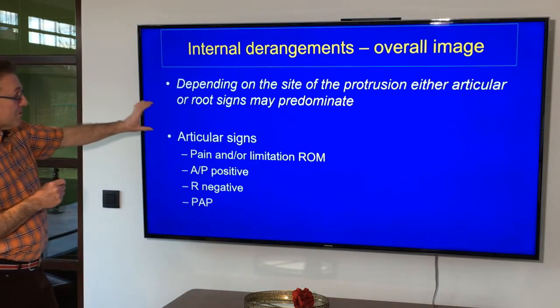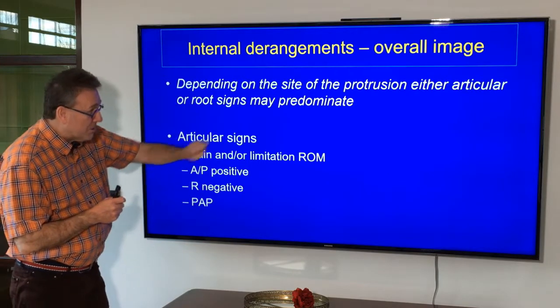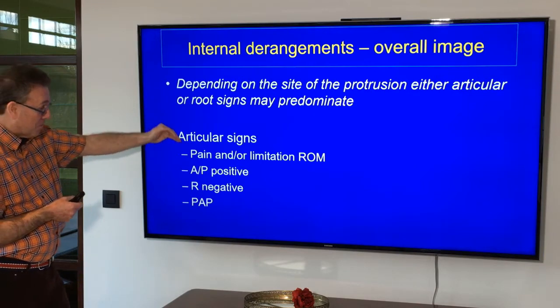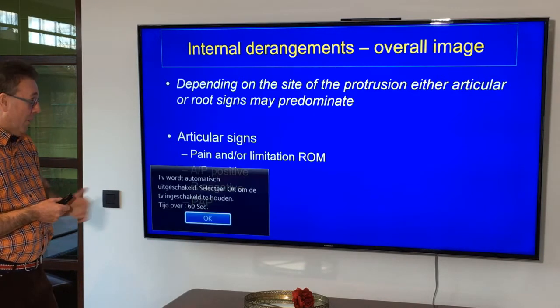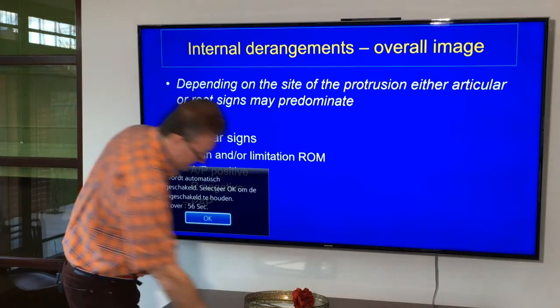So when you talk about articular signs, you're going to have pain and or limitation of range of motion with active test, with passive neck test. Your resisted tests are negative.